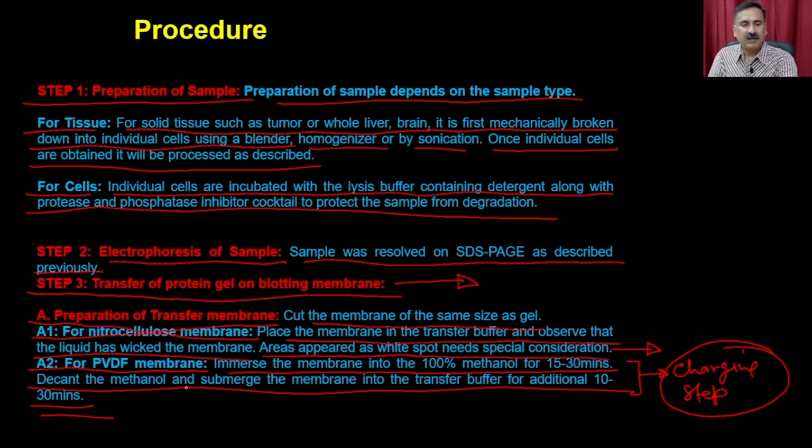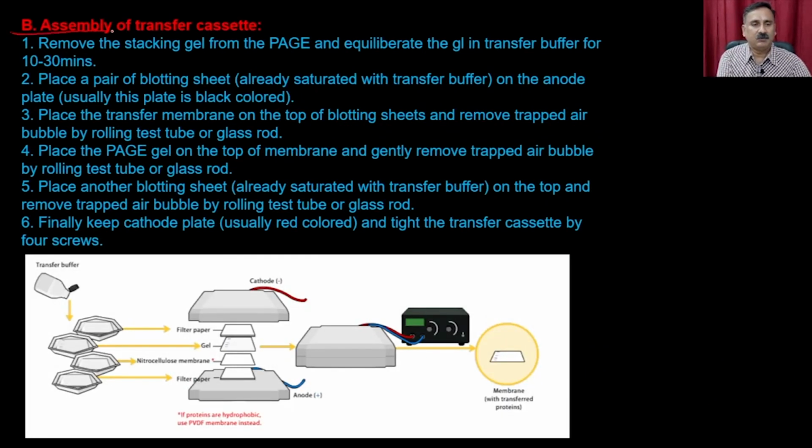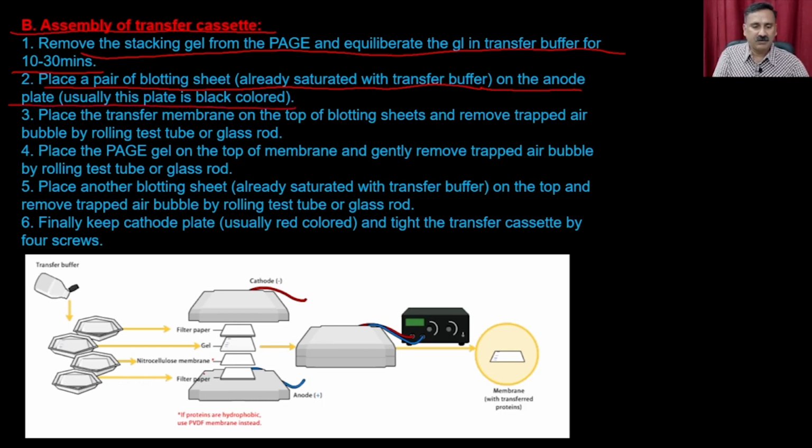Then in the next step, you're going to do the assembly of the transfer cassettes. You remove the stacking gel and incubate the gel in the transfer buffer for 10 to 30 minutes. Place a pair of blotting sheets already saturated with transfer buffer onto the anode plate. Usually it is a black color plate. So first you keep the filter paper onto the anode plate. Then you place the transfer membrane onto the blotting sheets and remove the trapped air by rolling a test tube or a glass bottle.